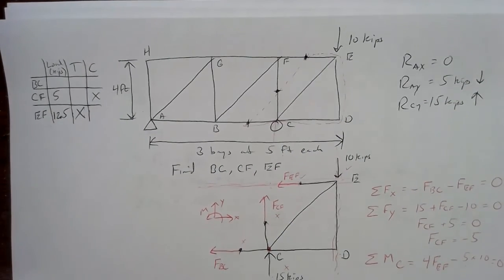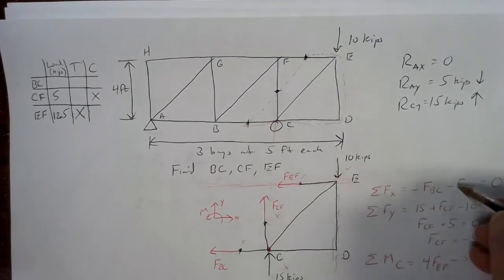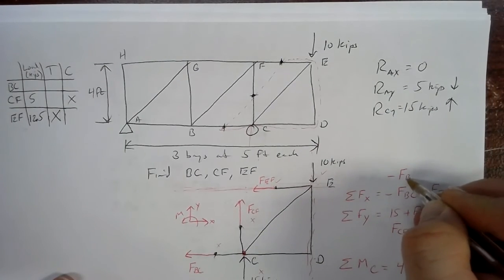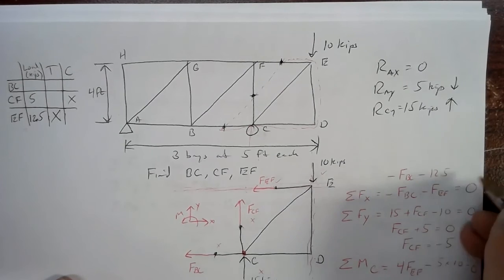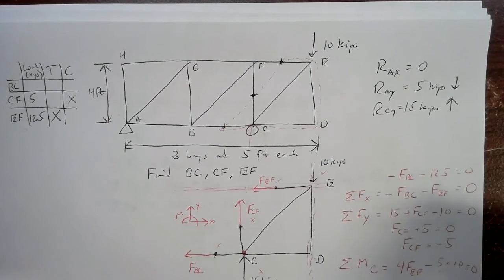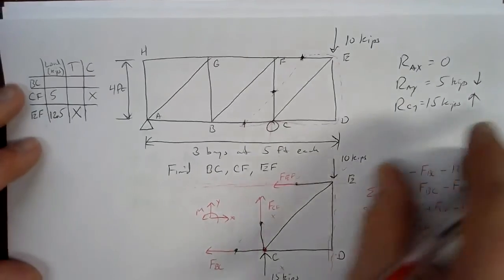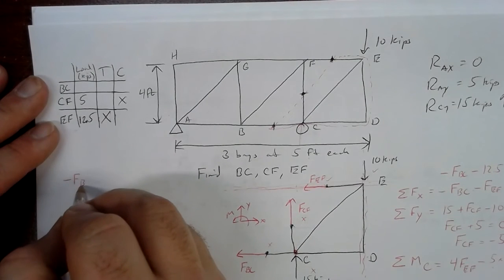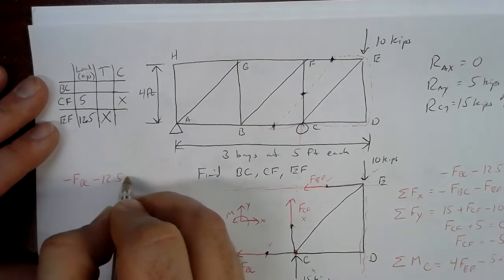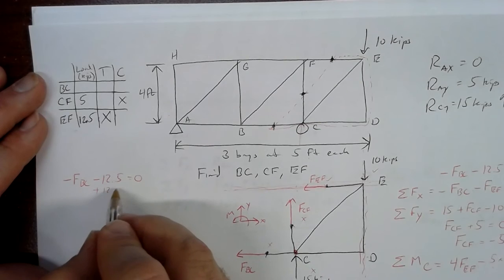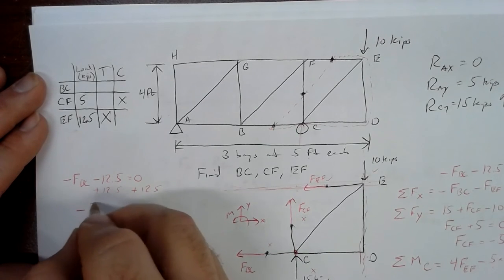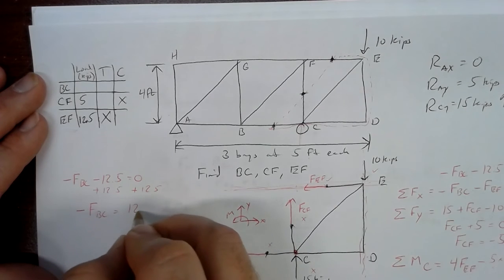And now that we know our value for FEF, we can go to our x direction equation. We have negative FBC minus 12.5, the value of FEF, equals 0. Now be careful with this one. There are lots of negatives floating around, so be really careful with it. I'm going to move it over to the other side here so I have a little more room to work in. We can say negative FBC minus 12.5 equals 0. We add 12.5 to both sides, we get negative FBC equals 12.5.